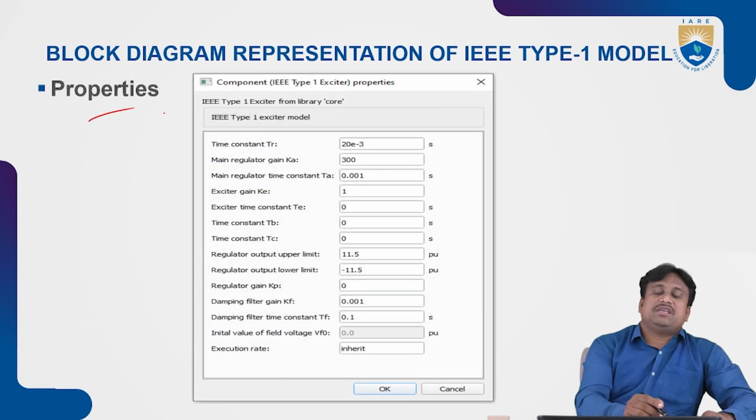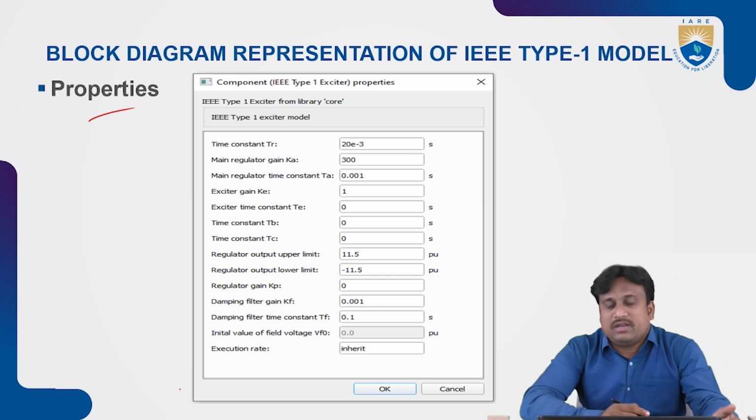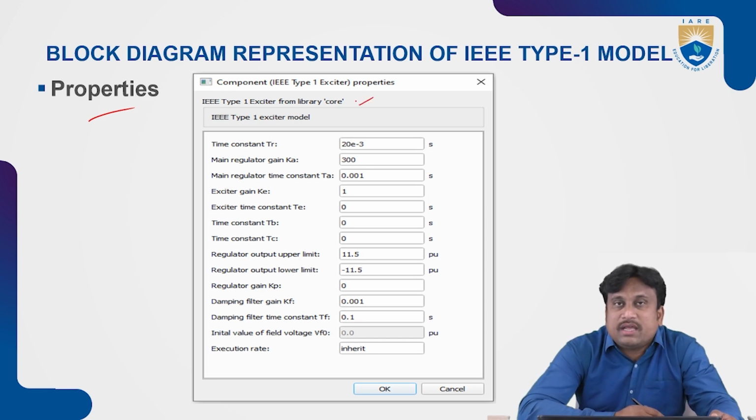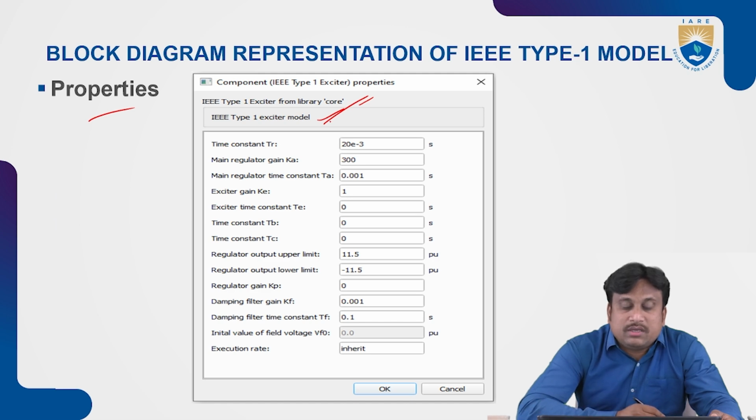What are the basic features or properties of the IEEE type 1 system when it is acting as an exciter? Those are the things we will see in this simple table. This is the component IEEE type 1 exciter as it exists with variable parameters. So the IEEE type 1 exciter model is considered here.